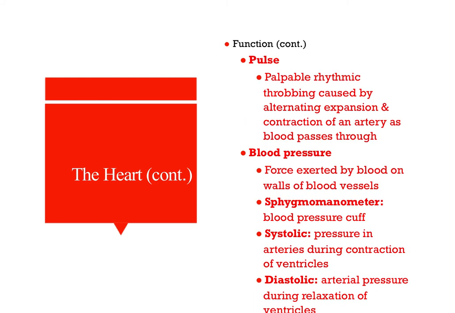All right, our pulse, that's how we measure our heart rate. Okay, so our pulse is the palpable rhythmic throbbing caused by the contraction and relaxation of the artery as the blood passes through. So when you are checking a pulse, you are feeling an artery. When you feel that artery, what you're feeling is that blood passing through as your aorta contracts and relaxes, okay? So you need to know what a pulse is. You need to know how to take a pulse. And we will practice that in lab.